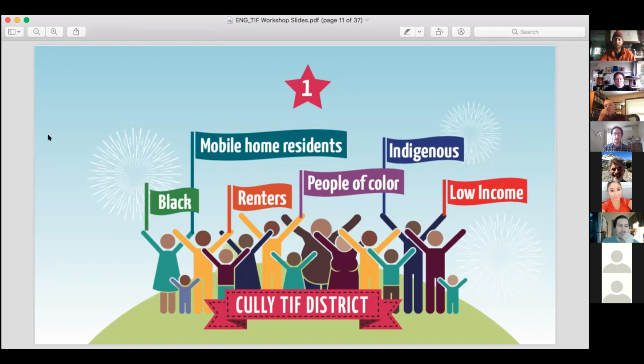It is Black residents, mobile home park residents, Indigenous and tribal folks, low-income people, people of color, immigrants and refugees, and renters, the people who we know are structurally, systematically vulnerable to being displaced and being excluded from our neighborhood if property values and rents continue to rise unchecked. It's their priorities that need to be front and center in the content of the plan.